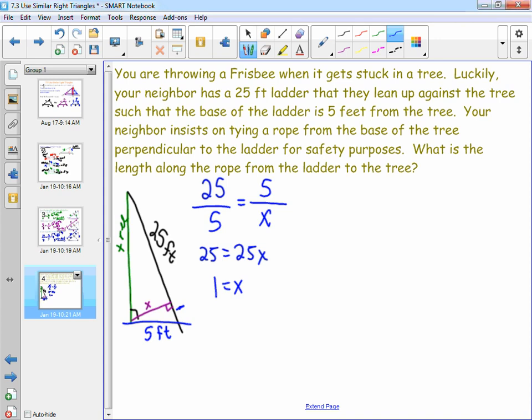Now, once I found what this piece is, there are two different ways I could do this. I could say that this is 1, and this piece here is now 24, and use the altitude, the geometric mean theorem. So I could say that x is the geometric mean of 24 and 1. Or I recognize that I have a right triangle, and I could say that 1 squared plus x squared equals 25 squared. Both are valid methods. Does not matter which method you use.